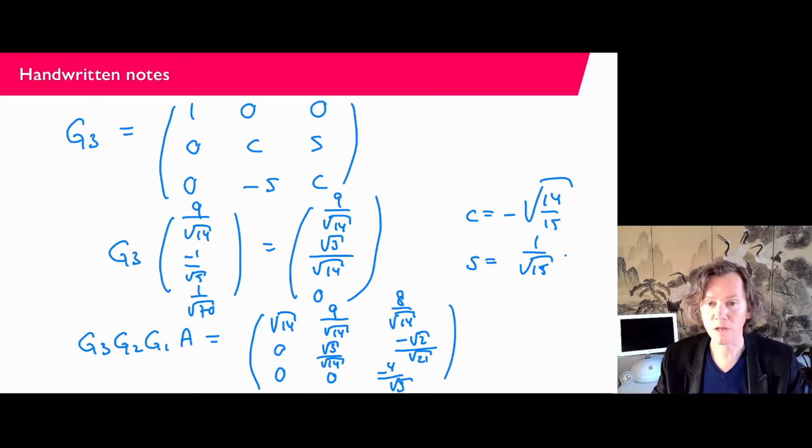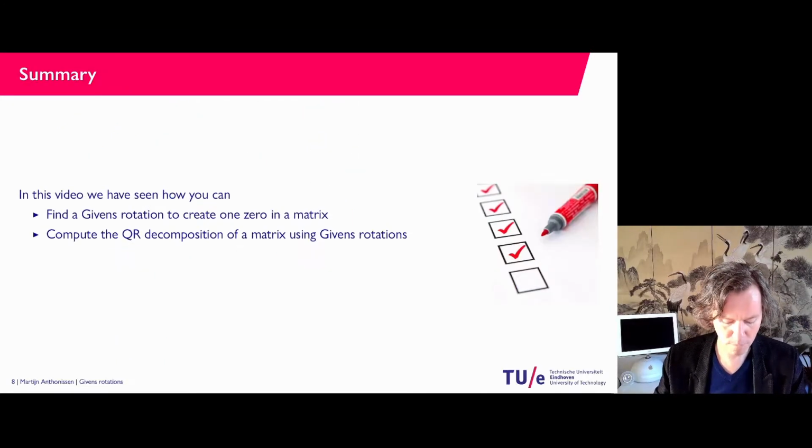Of course, normally you would never do these computations by hand. It is just to illustrate how this procedure works, and you would always do this on a computer. So to wrap up this video, what have we seen? We have seen that you can use a Givens rotation to create a 0 in a matrix, and we have also seen how to choose them to get a matrix into upper triangular form. And if you do that using a number of Givens rotations, you can find the QR decomposition of the matrix.